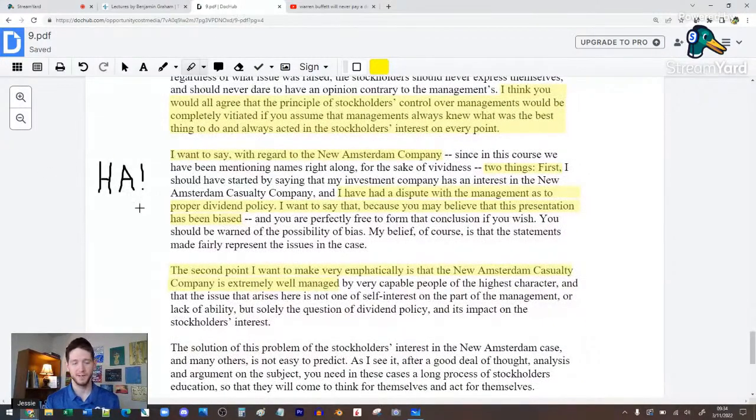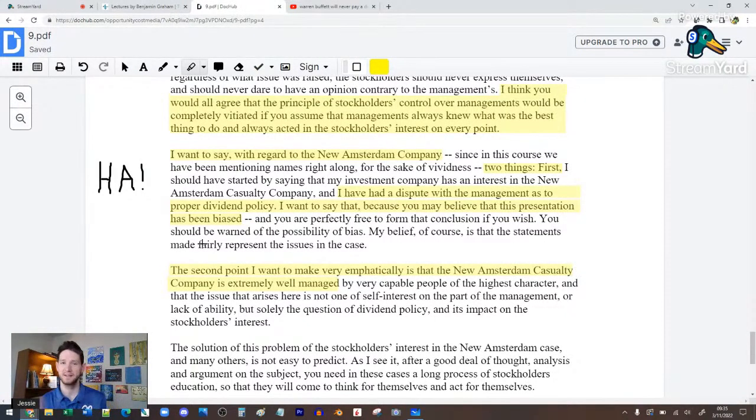I wrote "ha" here because this next part's kind of funny. He says, before we go any further, I just want to say in regard to New Amsterdam Company, two things. First, Ben Graham had a dispute with the management as to its proper dividend policy. I want to say that because you may believe that this presentation has been biased. I think it's funny that he's a professor at Columbia. He's gone over to this New Amsterdam Casualty company and said, hey, you should probably raise your dividend. And they gave him all these three reasons. He said, okay, I'm going to make a course about why you're wrong. I thought that was funny.